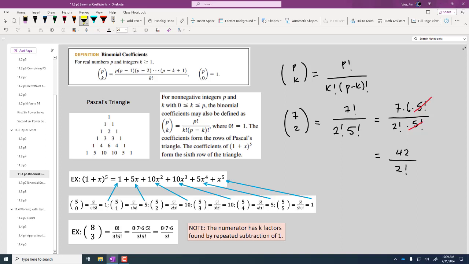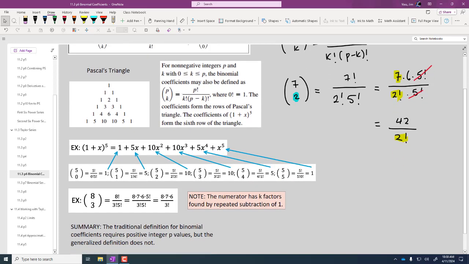let's think about what we have in the denominator, k factorial, that's 2 factorial right there. And in the numerator, you start with your p, that's the upper number, and then you do repeated subtraction by 1. So maybe I shouldn't say repeated subtraction by 1 this many times. You should have 2 factors in the numerator when you're done. So we start with p, and then we subtract 1, and we keep subtracting 1 repeatedly until we have that number of factors.